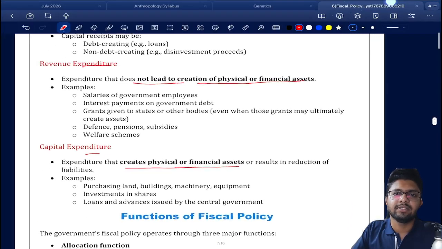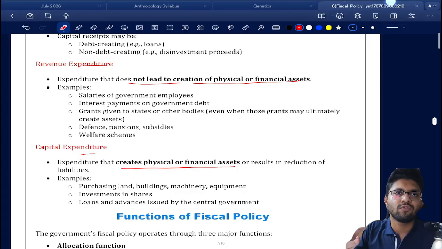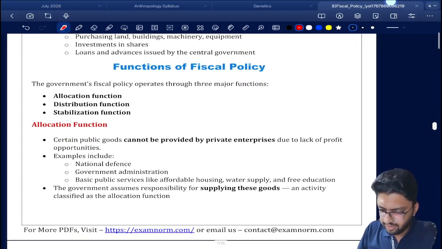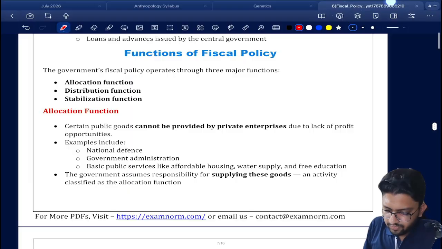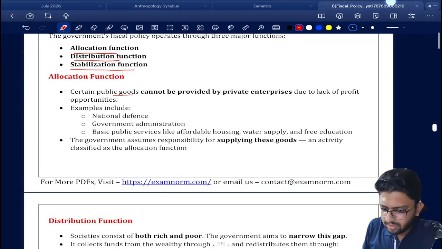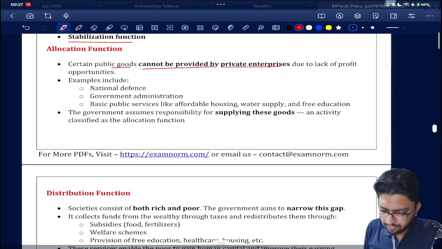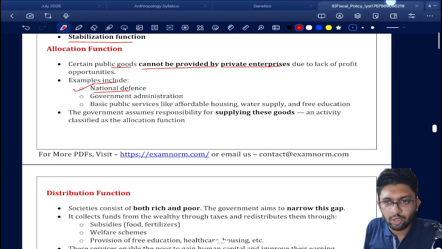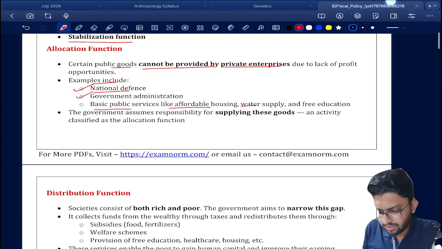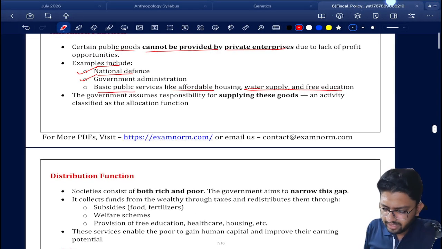Then we have capital expenditure. Capital expenditure is everything like construction of roads, building airports, highways, etc., which creates a fixed asset for the government. Let's move ahead. Functions of fiscal policy: we have allocation function, distribution function, stabilization function. Allocation function: certain public goods cannot be provided by private enterprises due to lack of profit opportunities. Examples include national defense, government administration, and public services like affordable housing, water supply, free education. The government assumes responsibility for supplying these goods.